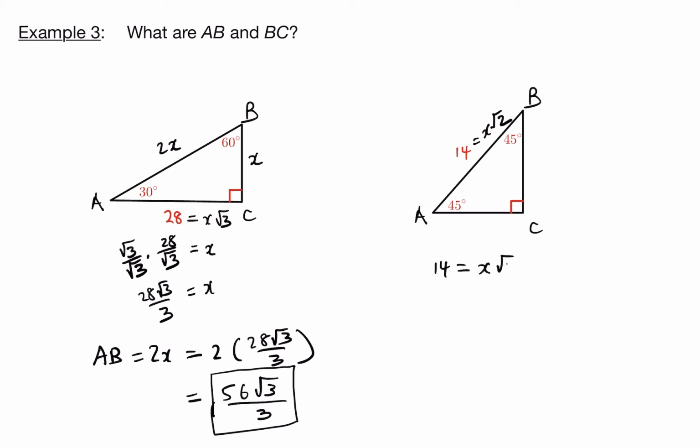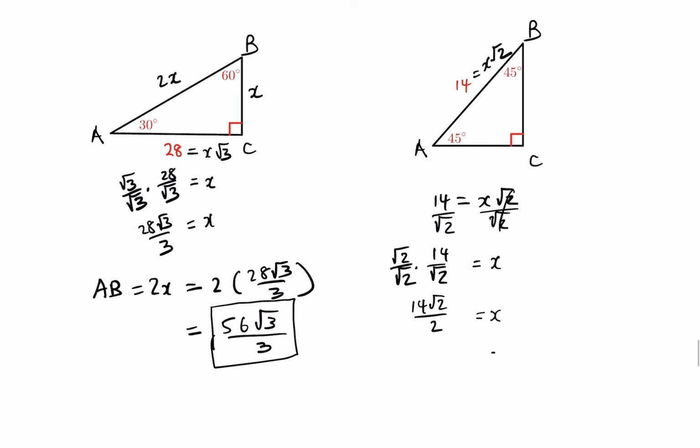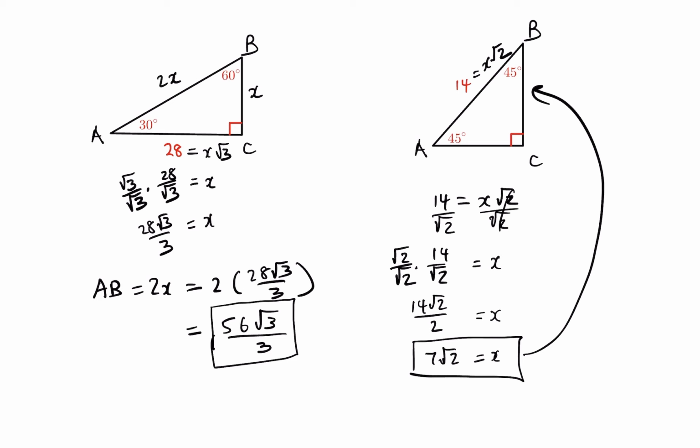14 is equal to x square root of 2. Then we're going to divide both sides by square root of 2, so that this cancels out, and we get x is equal to 14 over square root of 2. Again, we can't have a radical sign in the denominator, so we're going to multiply the top and bottom by square root of 2 over square root of 2. This works out to 14 square root of 2 over 2, which simplifies to 7 square root of 2. So that is the length of BC.